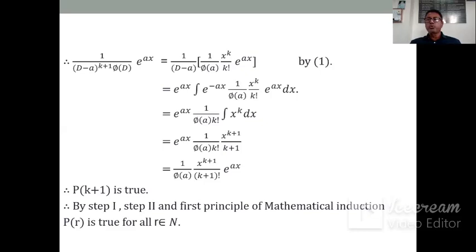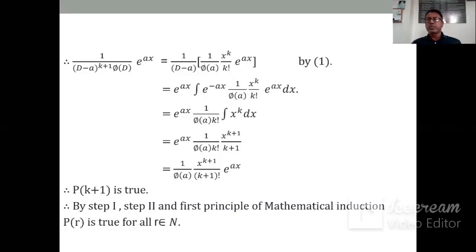And we want to use both these theorems to solve the examples. In theorem 1, we have seen that if f of a is not equal to 0, then 1 upon f of d operating on e to the power ax is equal to e to the power ax upon f of a. We have seen this thing. Now we stop our today's lecture.